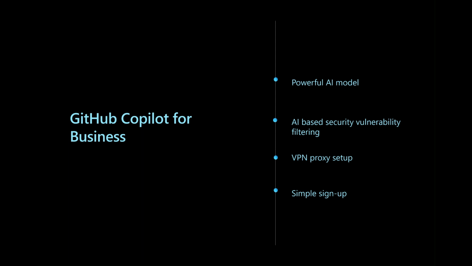We then have the VPN proxy setup. That's another benefit. GitHub Copilot works with VPNs, including with self-signed certificates, so developers can use it in any working environment. We do have a simple sign up, so any company can quickly purchase Copilot for Business licenses online, and easily assign the seats even if they don't use the GitHub platform for their source code.